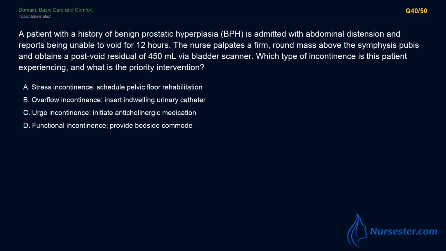Option A. Stress incontinence. Schedule pelvic floor rehabilitation. Option B. Overflow incontinence. Insert indwelling urinary catheter. Option C. Urge incontinence. Initiate anticholinergic medication. Option D. Functional incontinence. Provide bedside commode.